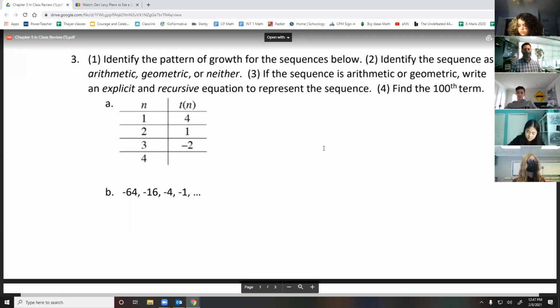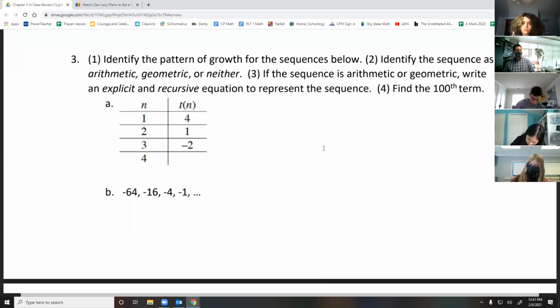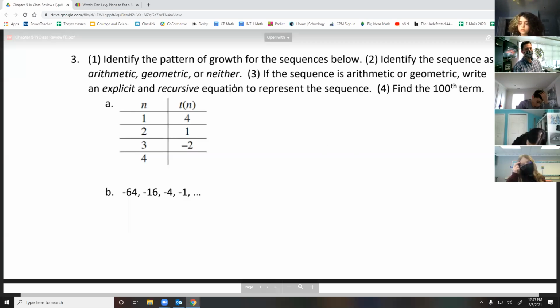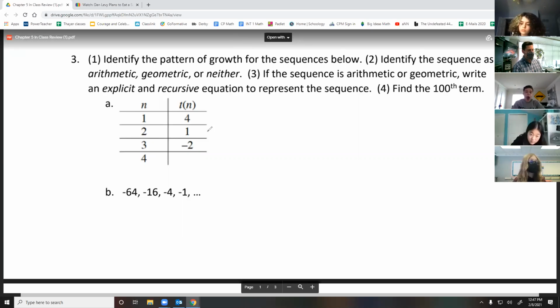All right, in number 3, we have to do a couple things. Identify the pattern, identify it as arithmetic, geometric, or neither, write the explicit and recursive equations, and find the 100th term. So there's 4 parts to these, okay? So let's get going on part 1. Identify the pattern. So these are all going up by 1, so that makes this pretty easy for us. These are taking away by 3, so minus 3. We have a common difference of negative 3. So that's our pattern for part 1.